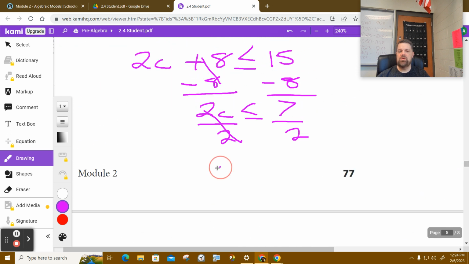Now, if you're not sure, we're talking about dollars. So $7 divided by 2 is what? Or as they say where I'm from, $3.50.